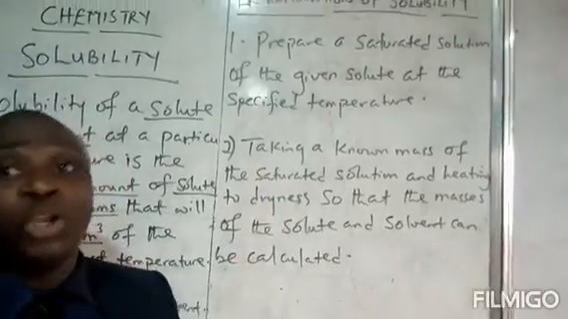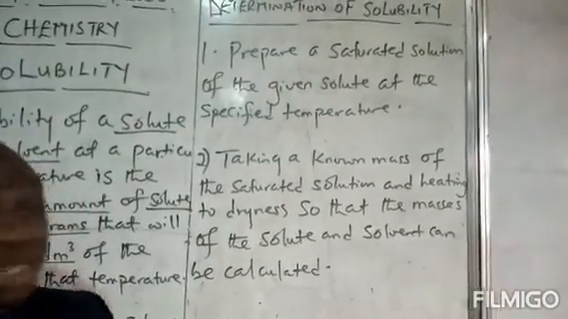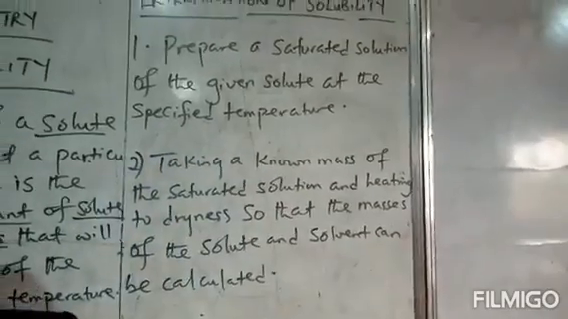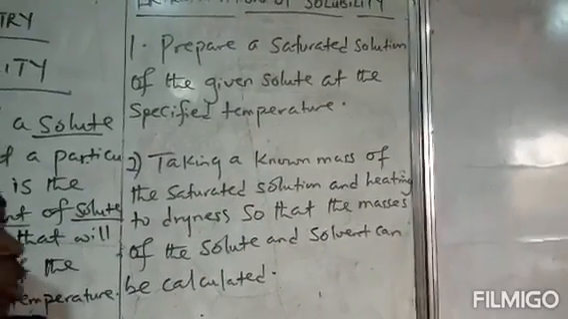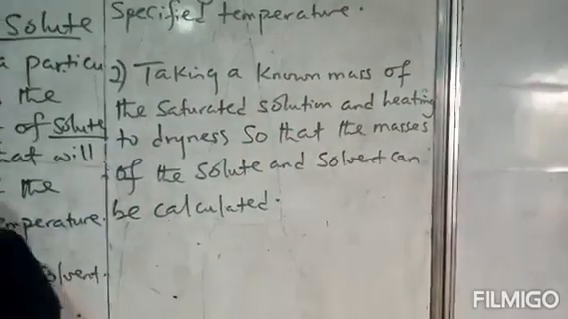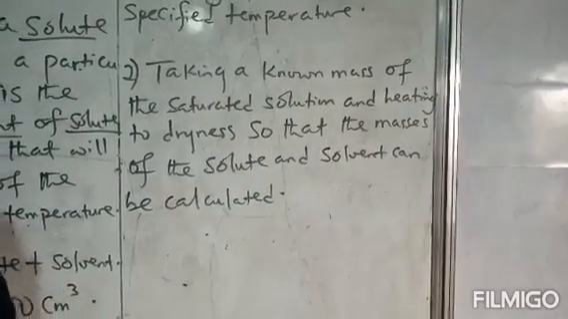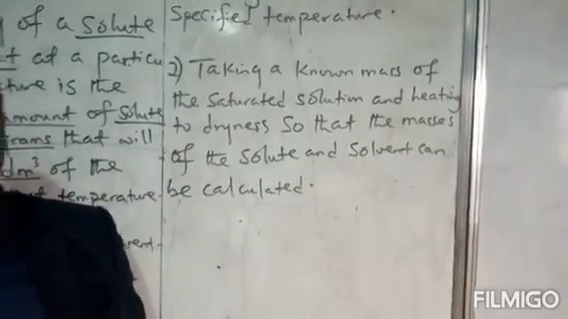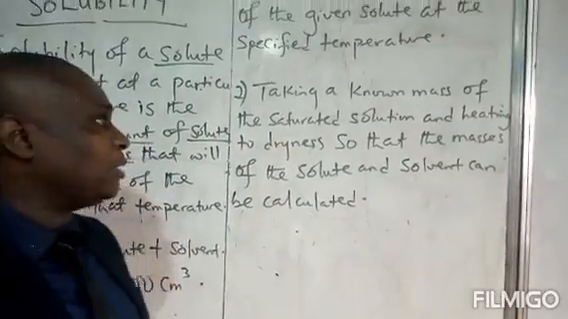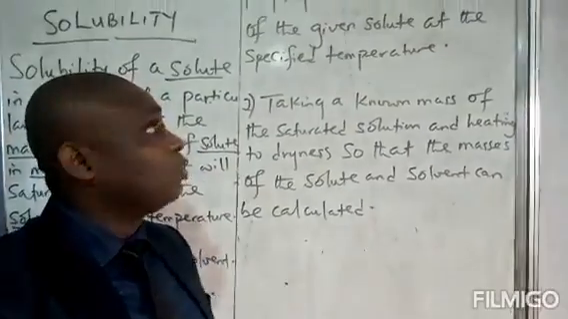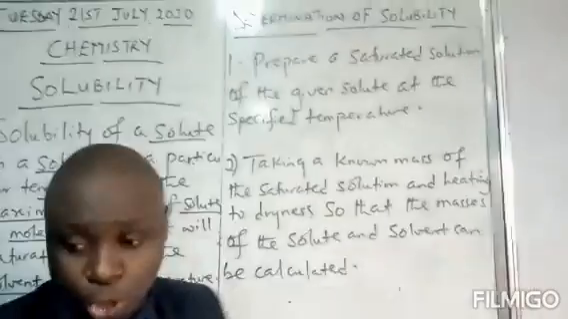The first step is you prepare a saturated solution of the given solute, any solute that is given to you, at the specified temperature according to the solubility curve. Then second, you take a known mass of that saturated solution and you heat to dryness so that the masses of the solute and the solvent can be calculated. At this point, we are going to be looking at examples of calculations in solubility.